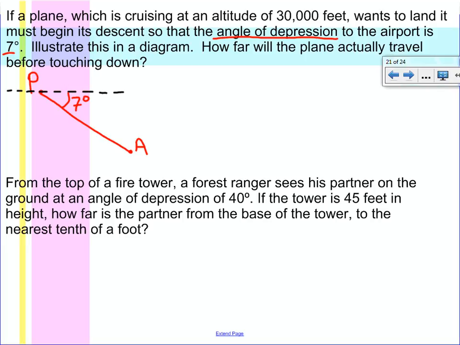Now, another thing in this question that people miss is the word altitude. Altitude of 30,000 feet, that means height. So altitude means height, meaning that this plane is at a height of 30,000 feet. We connect our bottom, and you notice, there we go, there's our right angle triangle.